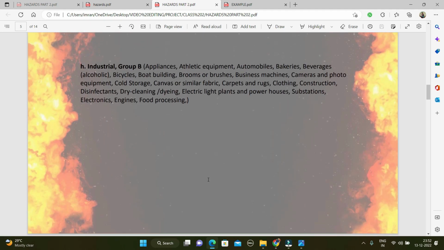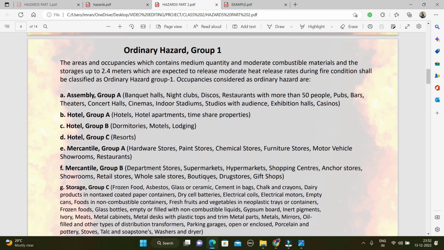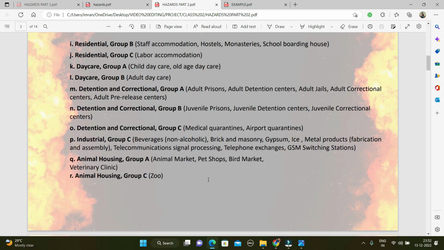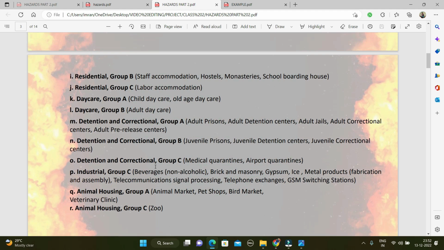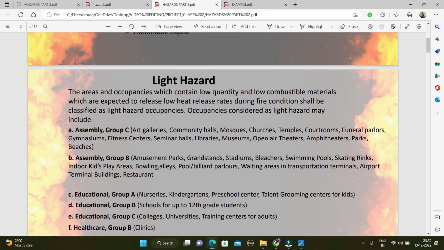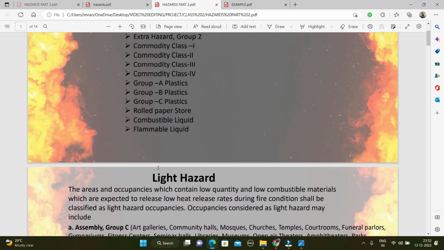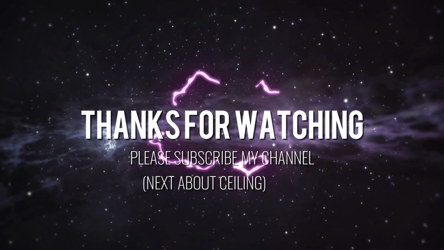All types of hazards I have already explained in detail, so inshallah you will not face any issue in selecting the hazards. Thank you very much.